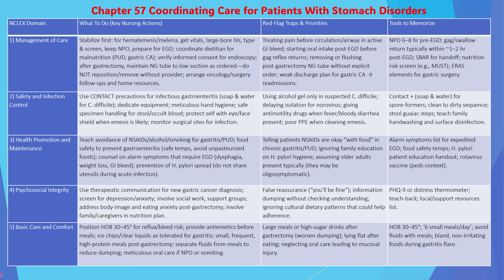So based on patients with stomach disorders, for basic care and comfort: position the head of bed 30 to 45 degrees for reflux and bleed risk. Provide antiemetics before meals. Ice chips and clear liquids as tolerated for gastritis. Small frequent high-protein meals post-gastrectomy. Separate fluids from meals to reduce dumping. Meticulous oral care if NPO or vomiting.